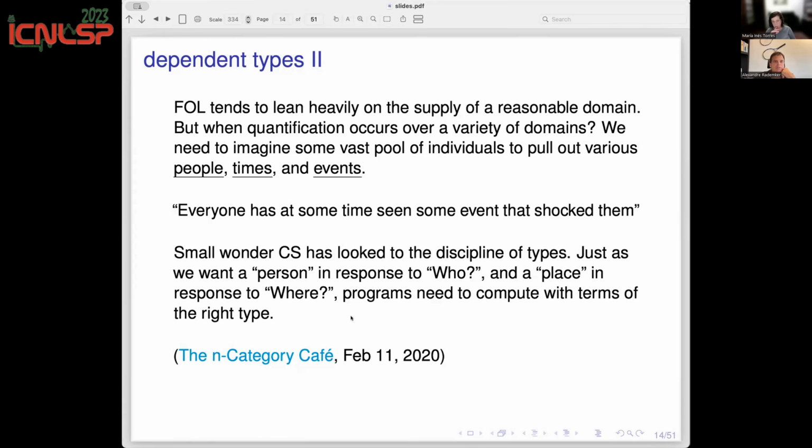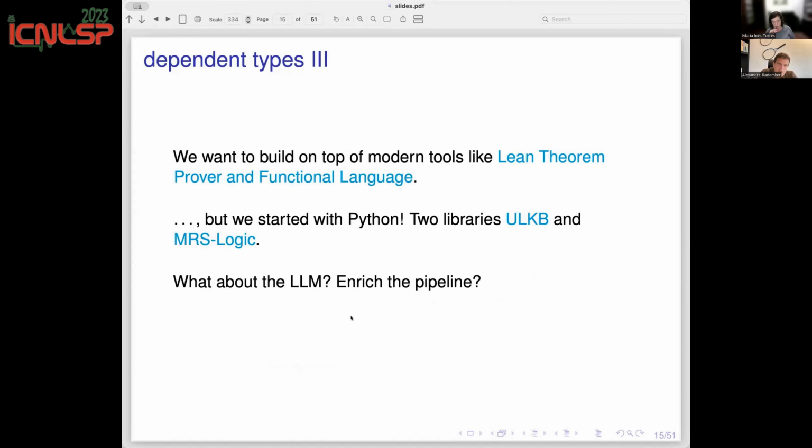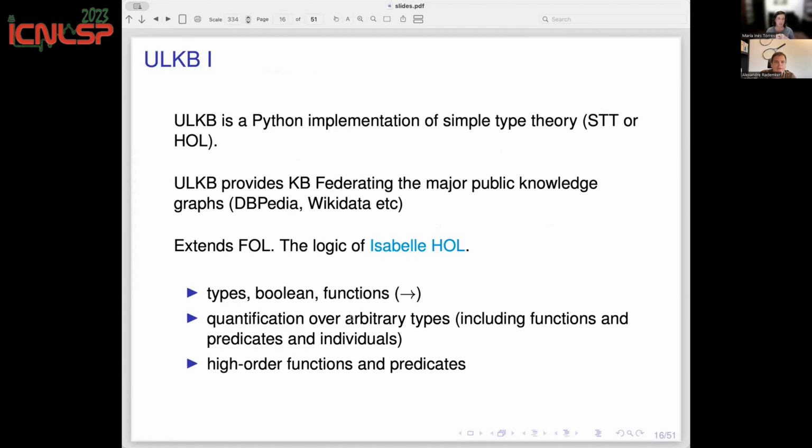So our future plans involve the implementation of everything that we're doing in Lean theorem prover, a new ITP that has been heavily used by the math community. But for now, the things presented here are based on the Python implementation of two libraries, ULKB and MRS logic. ULKB is an implementation in Python of higher order logic, or simple type theory. So it's basically not only the implementation of a language, but also some capabilities to federate multiple different triple stores and knowledge graphs.